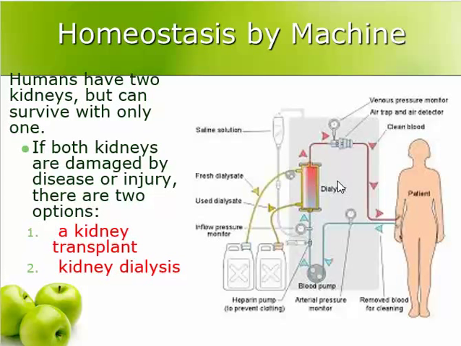Now, obviously, if a person has a problem where their kidneys are not functioning correctly, or they're damaged by injury or disease, they have basically two options. They can get a kidney transplant, or they can use what's called kidney dialysis. Dialysis is a machine that filters your blood for you. So you're hooked up to the machine, kind of like with an IV, and your blood, instead of going just through your body, goes through that machine and then back into your body.